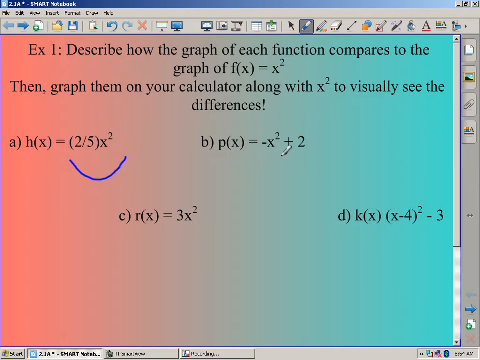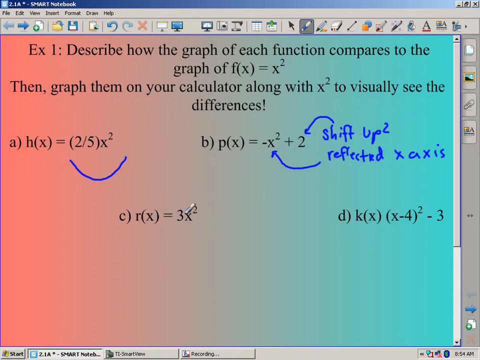For part B, a description would be that it is shifted up 2, and it should be reflected across the x-axis. How we know that is that the negative sign is the reflection part, and the shift up 2 is the number being added outside of the x squared. When it's outside, it's up or down depending on the sign.